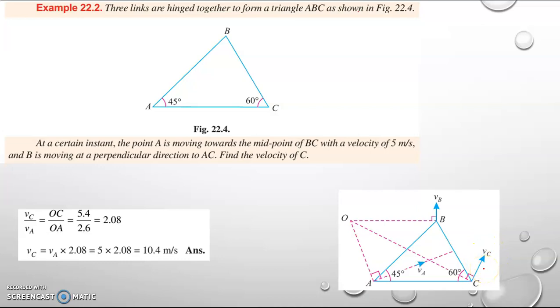And the next thing is to find the magnitude of VC. For finding the velocity of VC, we will be using the equation VC by VA is equal to OC by OA, and we have the values of OC and OA. From the graphical method we can draw and measure the values, and from that we can calculate the value of VC. Okay. So this is how we will be calculating the velocity of a member of a given system if 2 or 3 velocities are given and the angles are given. So this is the application of instantaneous center.